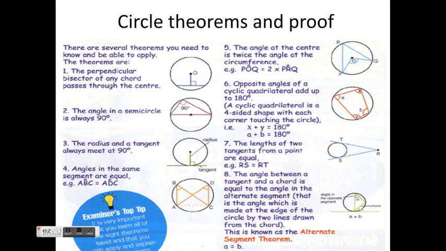So the first theorem says that the perpendicular bisector, and this is the perpendicular bisector, this line here, which is basically a line that is perpendicular, so it forms a 90-degree angle with your chord, and it cuts the chord in half. So that's the perpendicular bisector of any chord passes through the center of the circle. A chord is this line here.